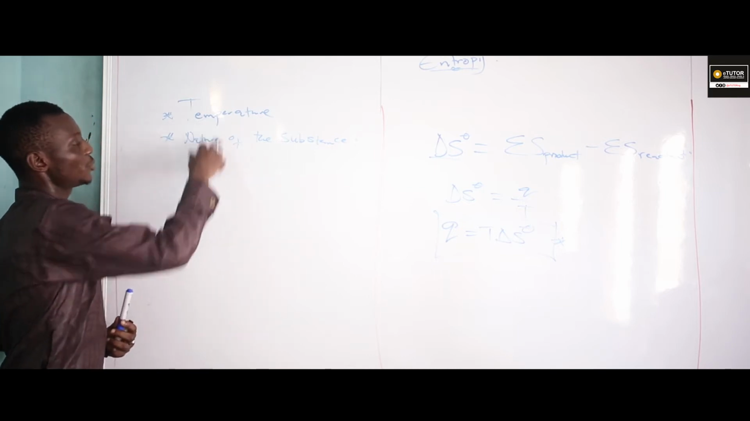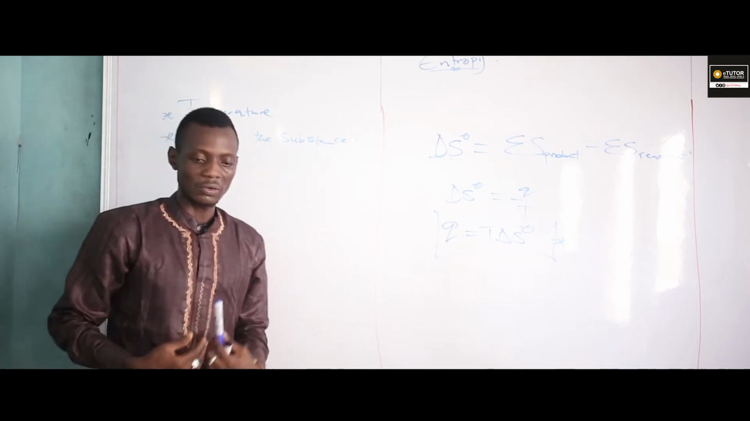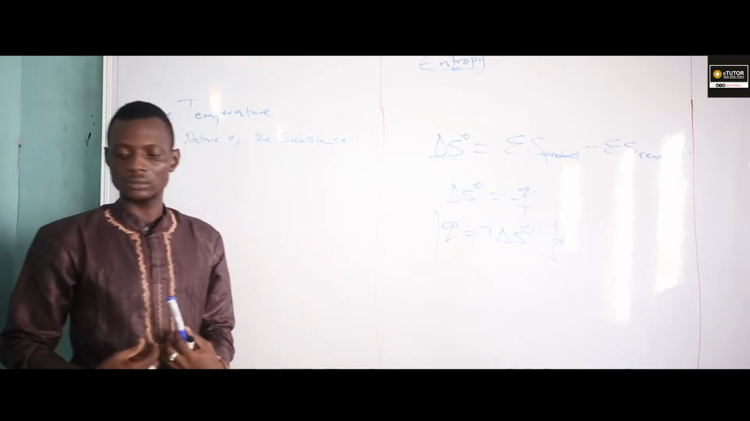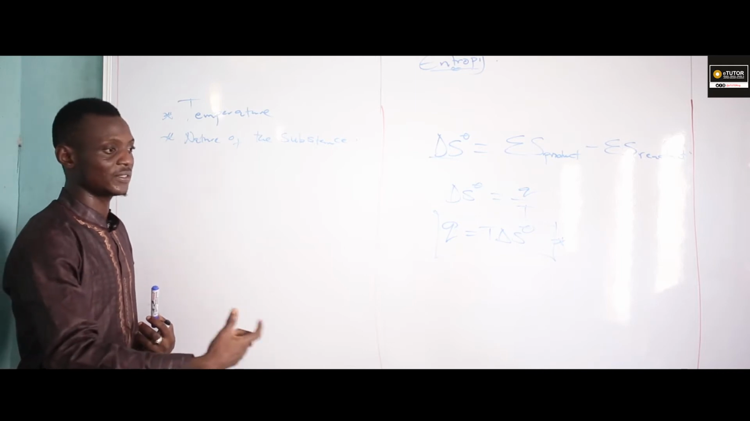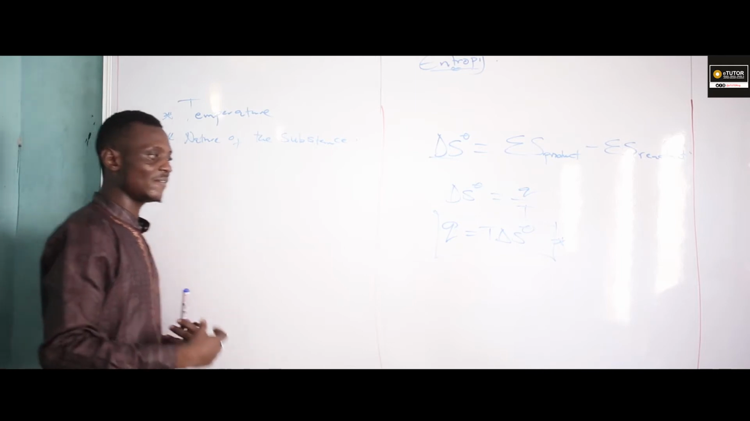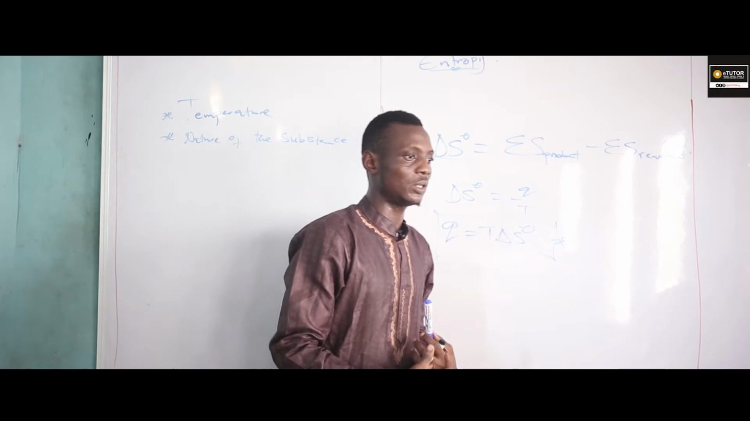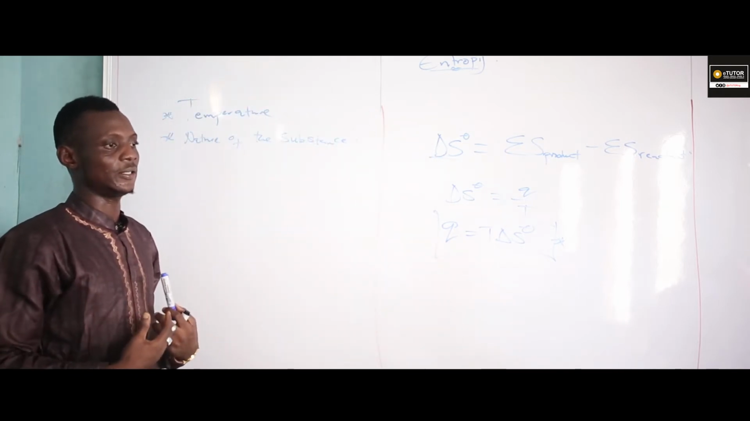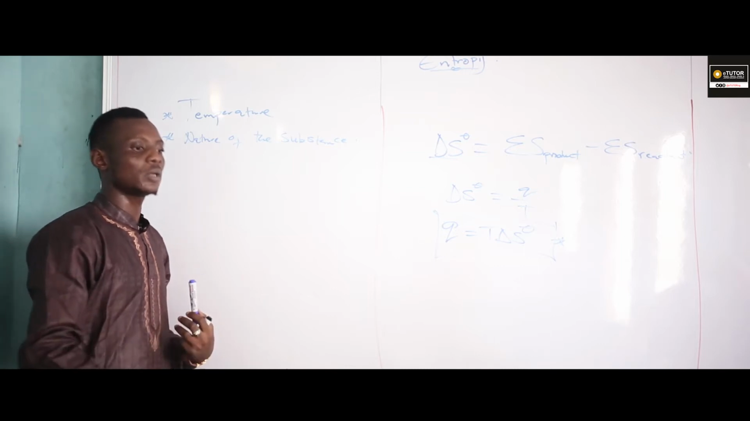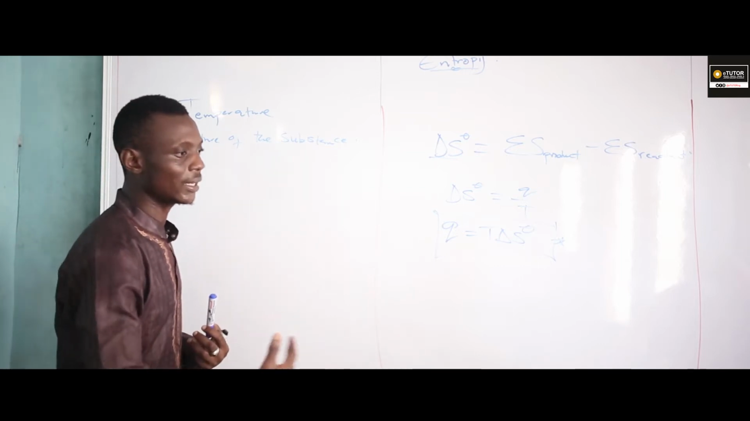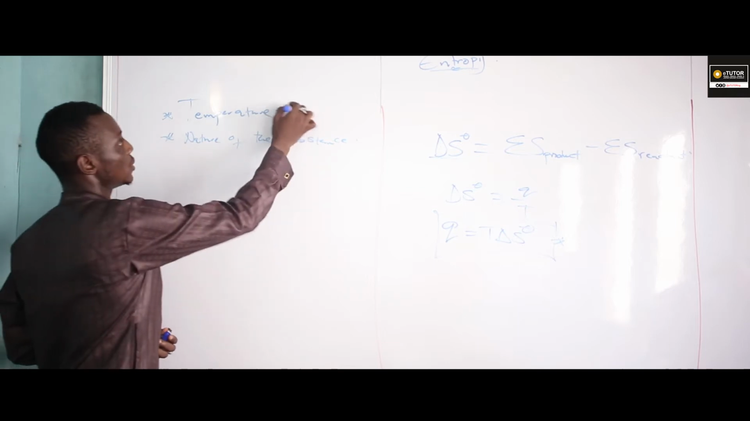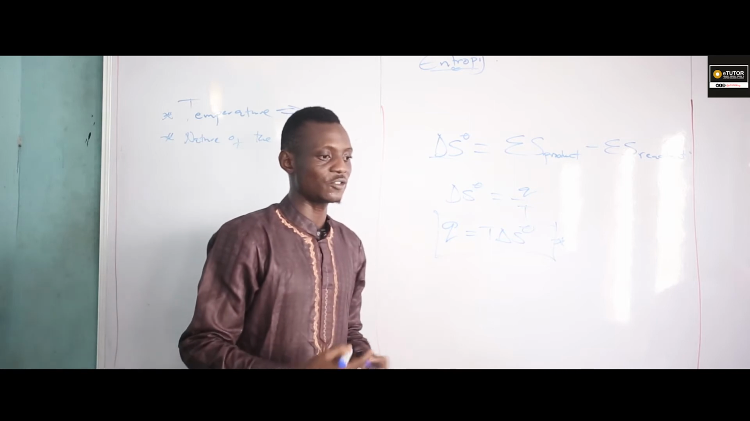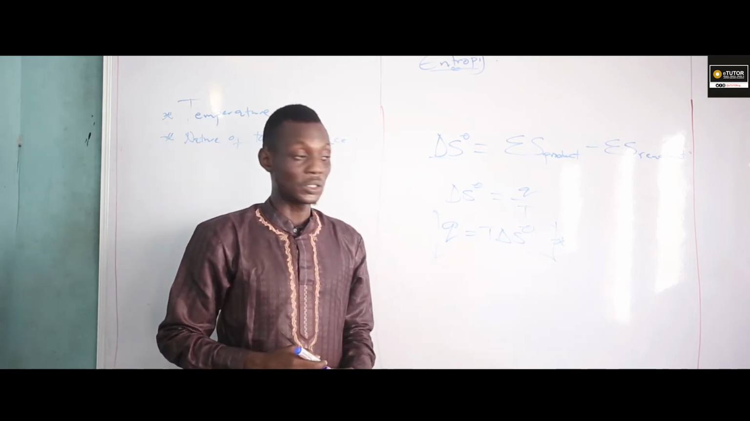Now, how does temperature affect the entropy of a system? Increase in temperature is going to lead to increase in entropy of a system. If there is an increase in temperature, the particles of a system are going to acquire energy, which is going to lead to an increase in the rate of disorderliness, which simply means increase in temperature is going to lead to increase in entropy of the system. Do you get it?